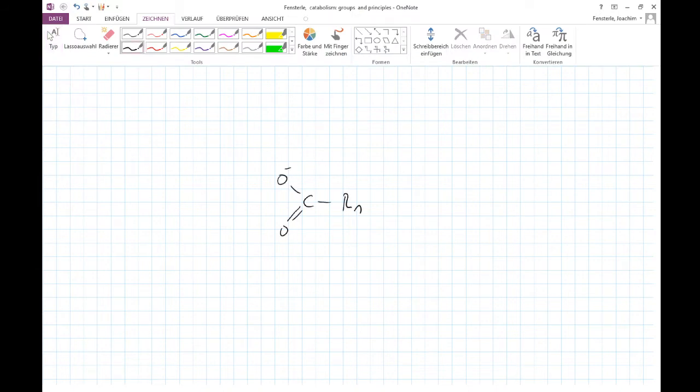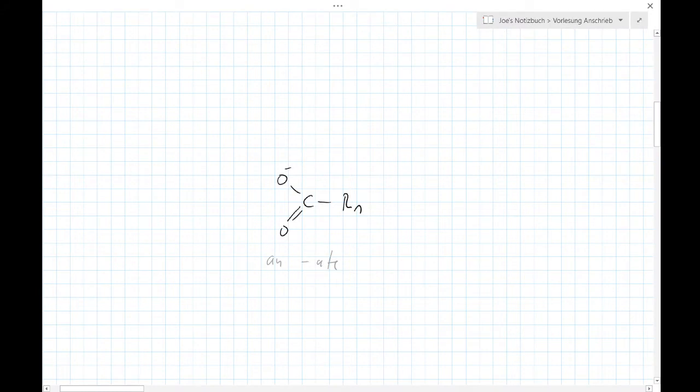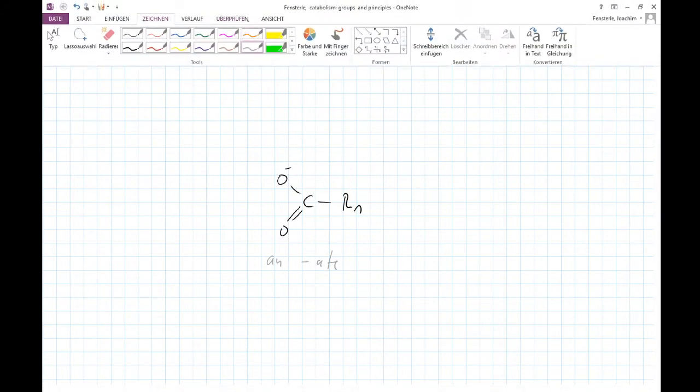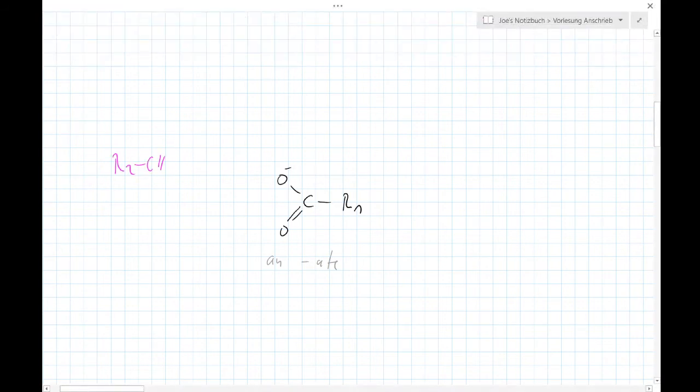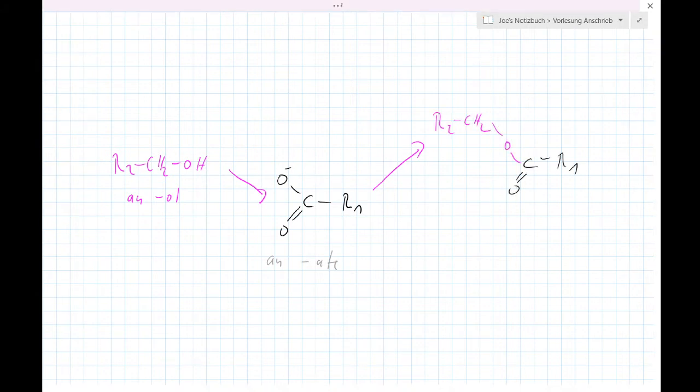So this is an acid because it's an acid. If we now add an ol, which is of course an alcohol, R2CH2OH, this is an ol, of course. And if this reacts with an acid, we don't care about the water leaving, we get this. And this is an ester, because it's an ester bond. This is an ester bond.